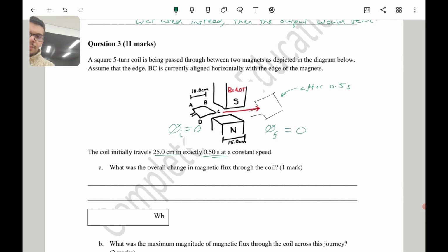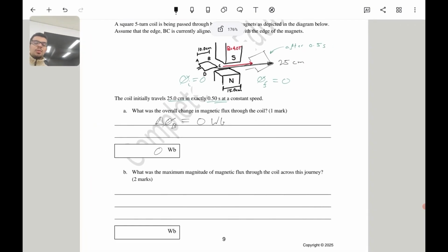So how do we know this is after 0.5 seconds? Well, again, the distance of travel that we're given is 25 centimeters, which is greater than 15 centimeters, which is the width of the bar magnet. Therefore, the coil, after traveling 25 centimeters, must have left the bar magnet, and so the change in the magnetic flux is nil. There is no change in flux. The answer is 0. Right, it's a 1-marker question, guys.